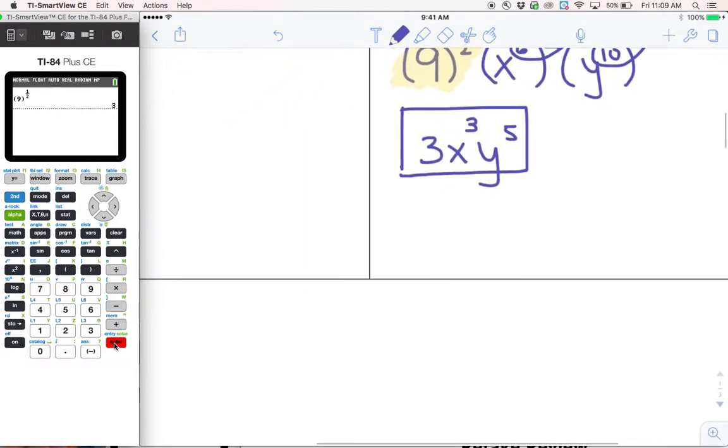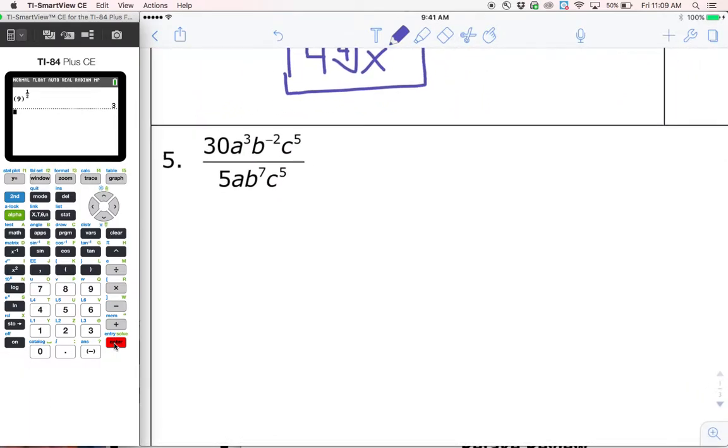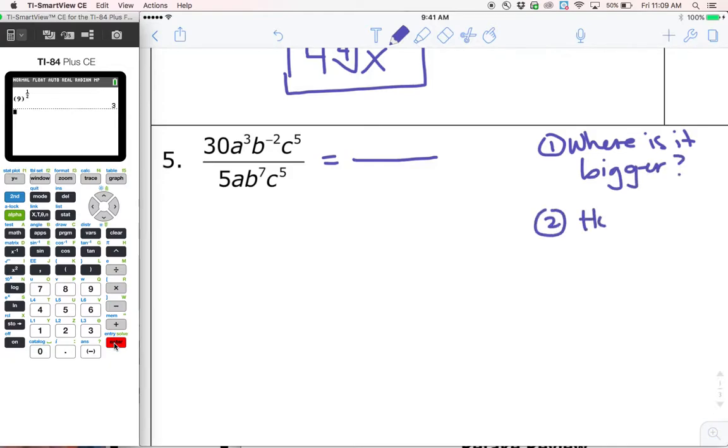Here we go. Problem number 5, we are dividing. All right, let's set up our answer. And let's also remember our two rules we do when we do these problems. First, we ask ourselves, when looking at our exponents, where is it bigger? Right? Where is it bigger? And the second question we ask is, okay, once we know where it's bigger, how much bigger? Right? How much bigger? And that's our exponent.